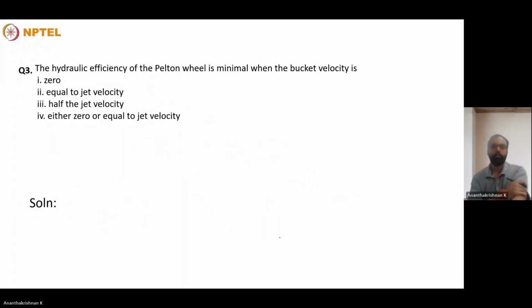Let's look into the third problem. The question is regarding the hydraulic efficiency of the Pelton wheel. The hydraulic efficiency of the Pelton wheel is minimal when the bucket velocity is 0, equal to the jet velocity, half the jet velocity, or either 0 or equal to the jet velocity. Which out of these four options is the right answer?